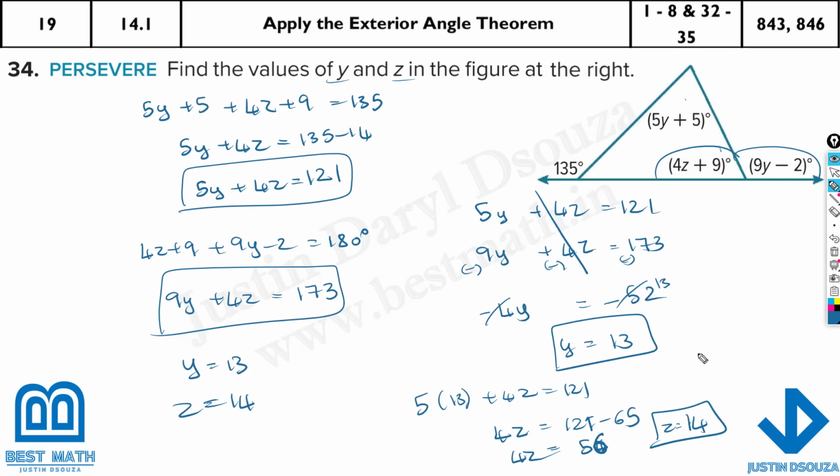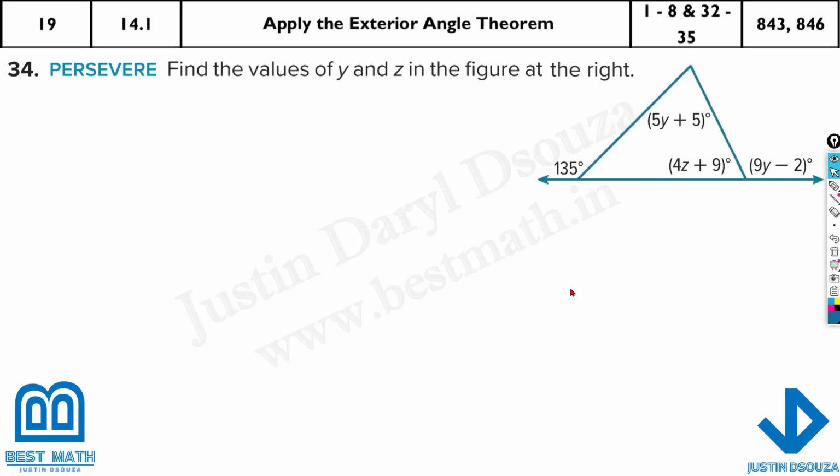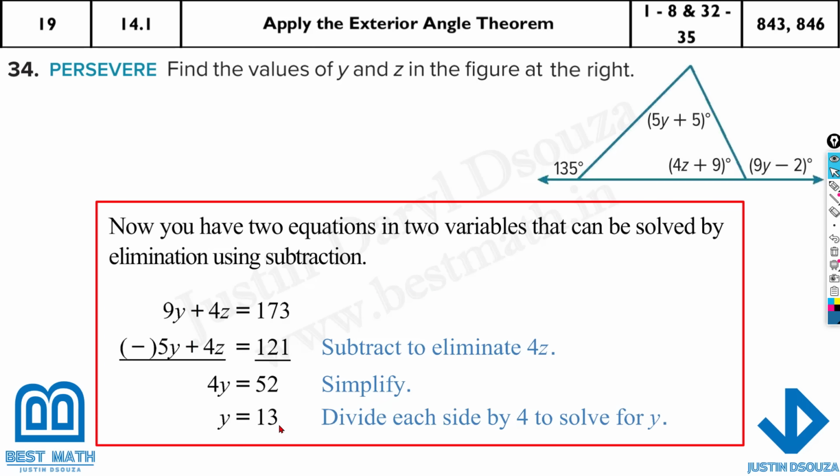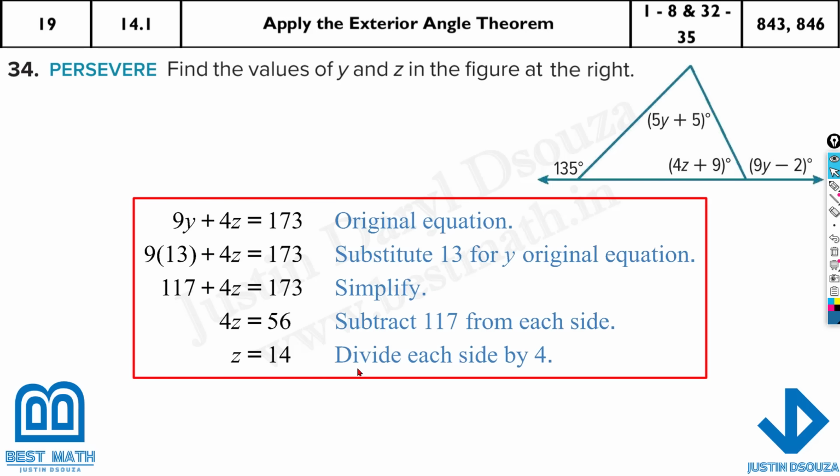You can use mental math if you want. You can use a calculator, anything. You will get the same answers. But please double check your answers in your exam using a calculator. That's what I would suggest. And here we go, that's the answer. Y is equal to 13 and Z is equal to 14.